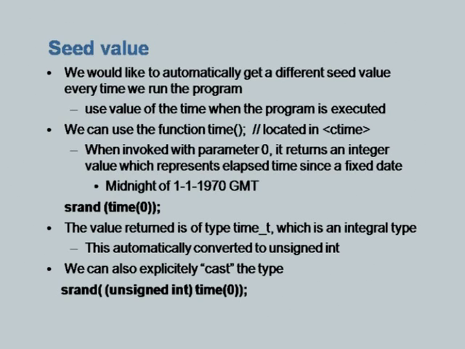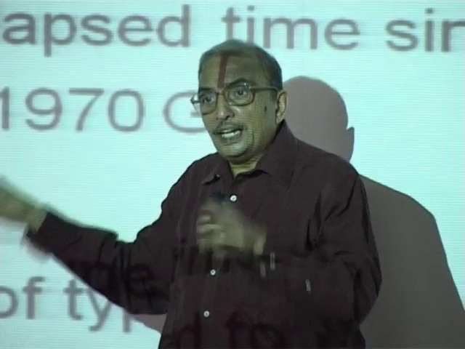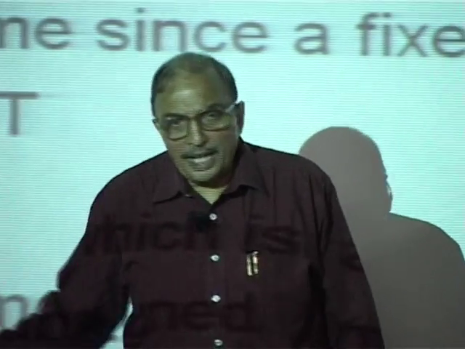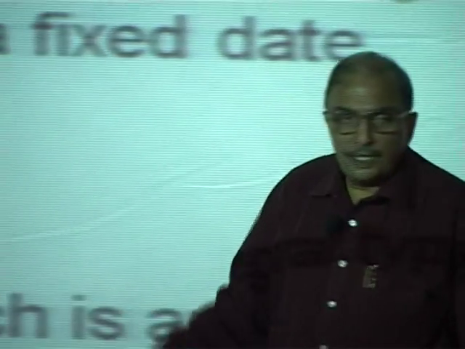So, if instead of collecting some seed from you, if I simply say srand time zero as the first instruction in my program, I would be necessarily setting a seed which is different for every execution. And then when I generate my random numbers, I will get explicitly different things.